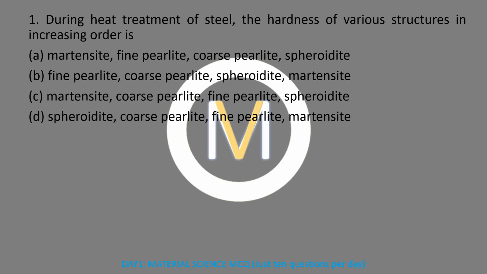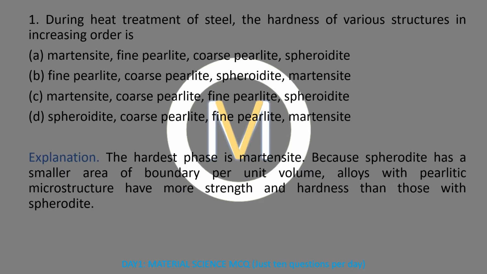During the heat treatment of steel, the hardness of various structures in increasing order is, so here we have four options: martensite, fine pearlite, coarse pearlite and spheroidite. We all know that martensite is the hardest phase, and as the particle size decreases, the hardness increases. So spheroidite has smaller area boundary, so it will be less hard than coarse pearlite, which is less hard than fine pearlite. Martensite is last. So I think D option will be most suitable here.